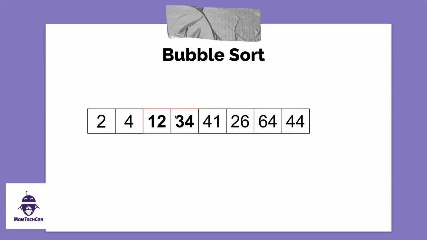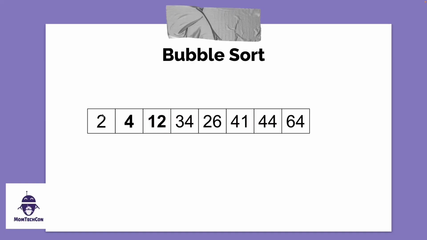Same, still in the right order, we increment our pointers, still in the right order, and here we are. We can see that 26 is smaller than 41, so we swap. And then we increment our pointers, right order, we increment, and we see that 44 is smaller than 64, so we swap. And we finished our first iteration. We can still see that our array is not fully sorted.